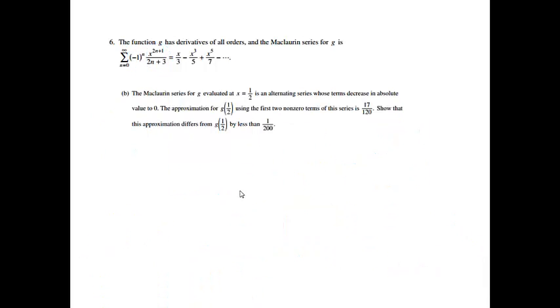All right, part B. The Maclaurin series for G, evaluated at x equals 1/2, is an alternating series whose terms decrease in absolute value to 0. The approximation for G of 1/2 using the first two non-zero terms of the series is 17 over 120. Okay, and we're going to show that this approximation differs from G of 1/2 by less than 1/200th. So they're really trying to find that the error is going to be less than 1/200th.